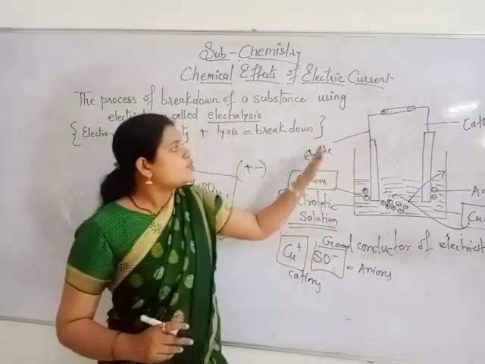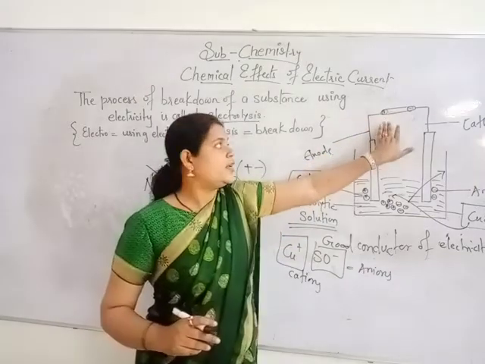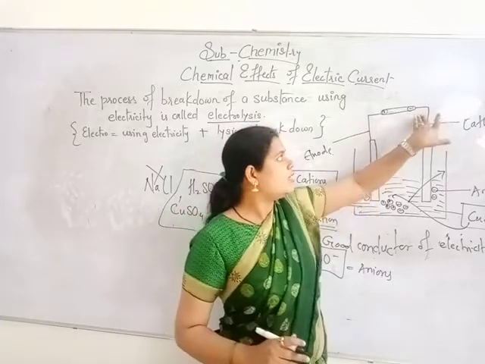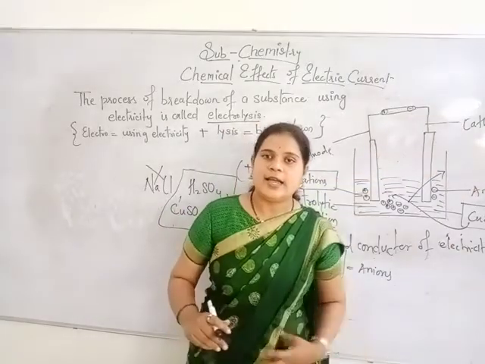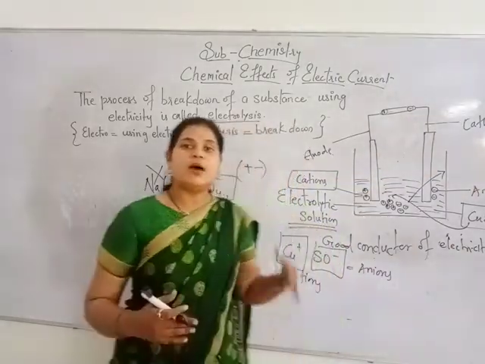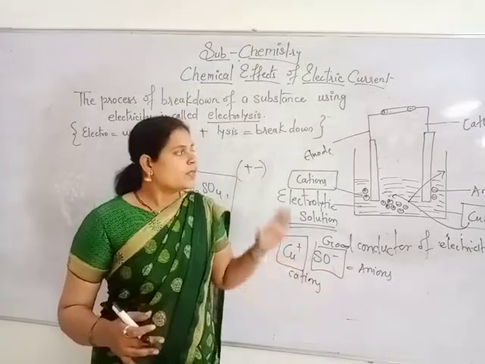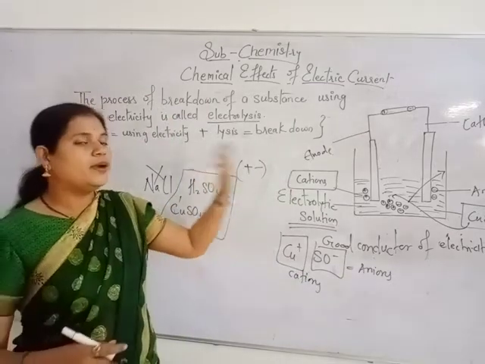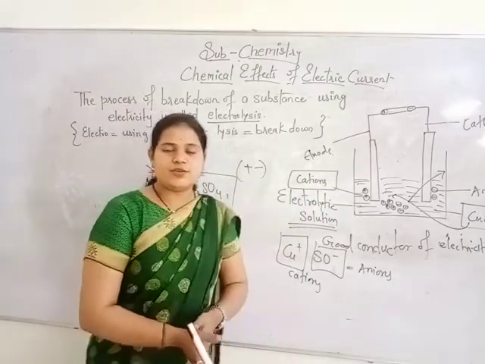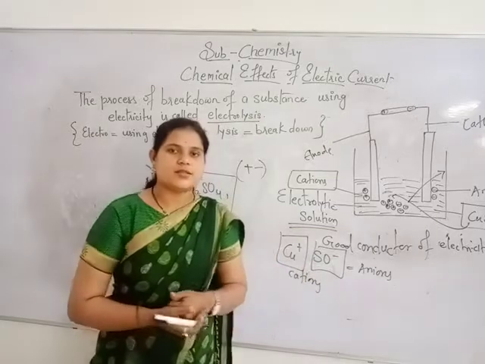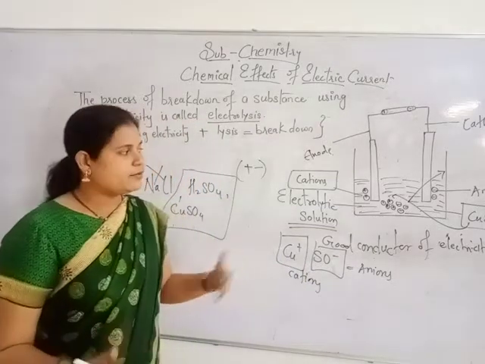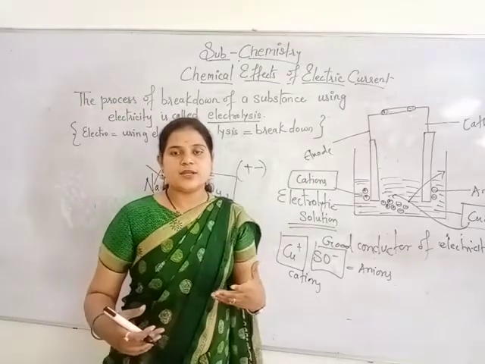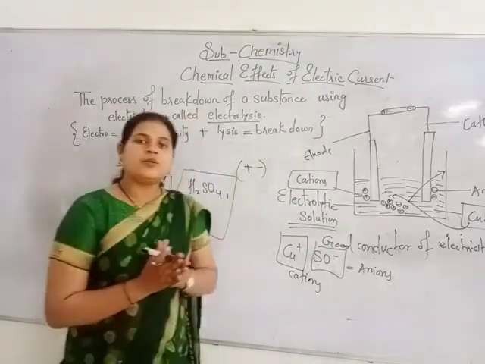The electrode connected to the positive terminal is the anode. The electrode connected with the negative terminal is the cathode. This is all about electrolysis. What is electroplating? This is a functioning application of electrolysis. That is a different part that we will study also.